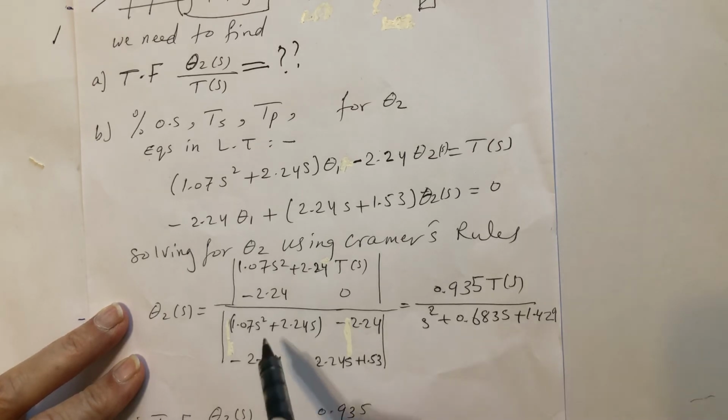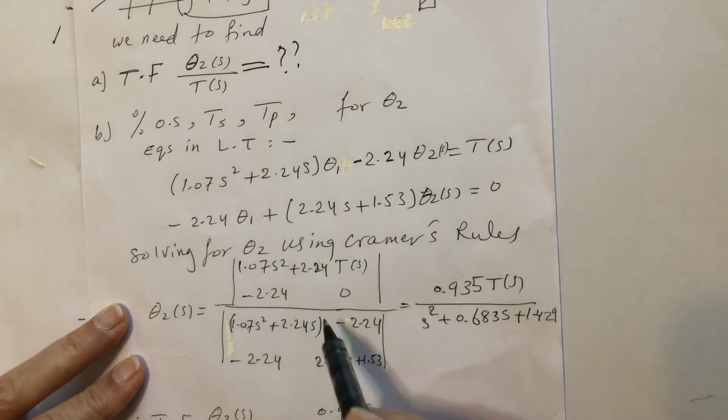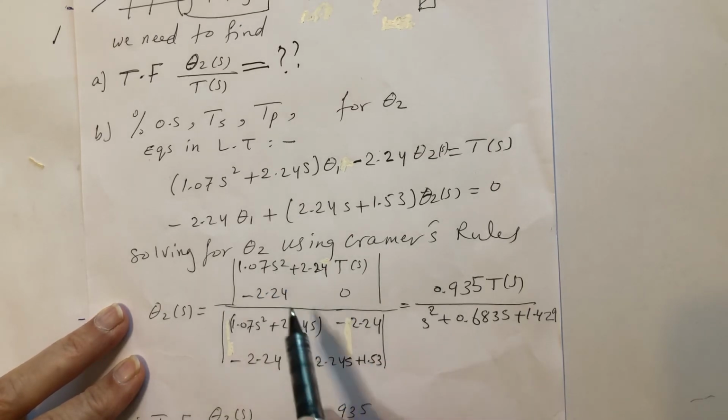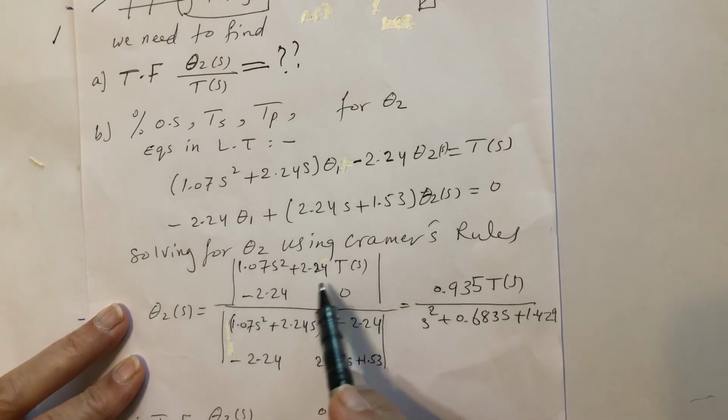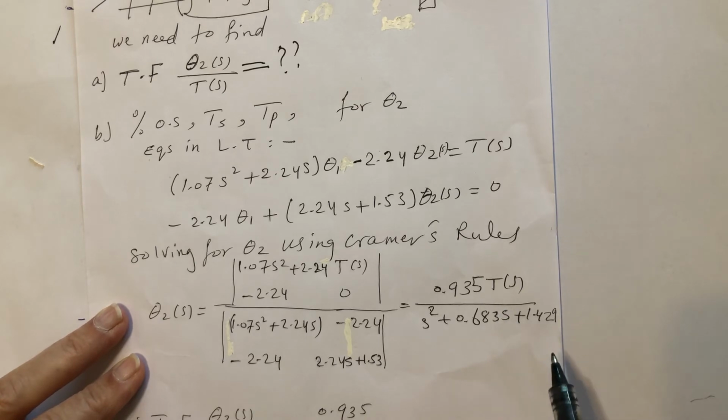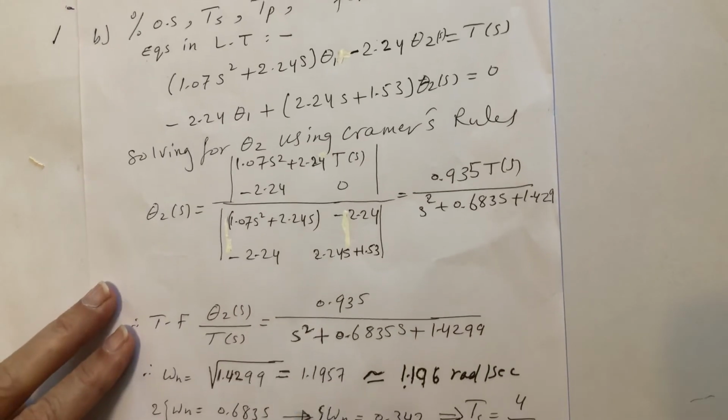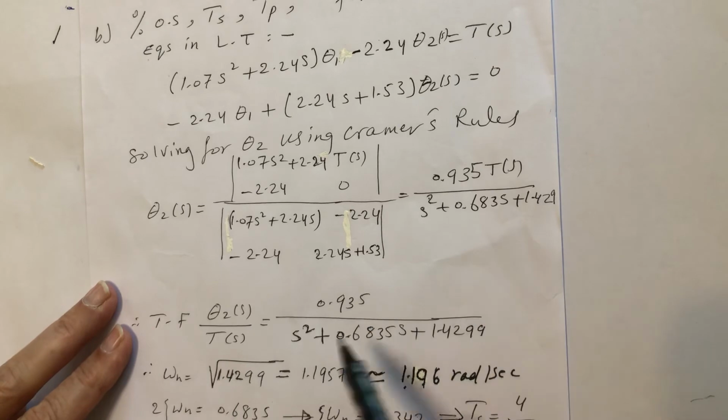No, because I opened all this. Okay. This by this will be equal to 0. And this, after a few manipulations, will be equal to the transfer function. So now theta 2 over T of s will equal 0.935.